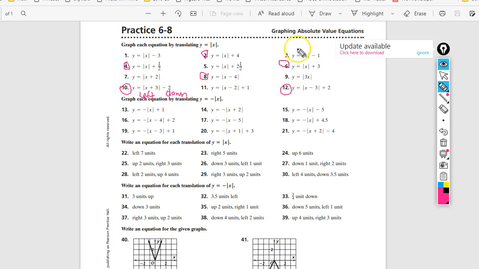So that's 2, 4, 6. I'm going to have you guys do numbers 3 and 1 as well. So there are 8 that you have to graph. No, I'm not, but you can grab graph paper if you want.